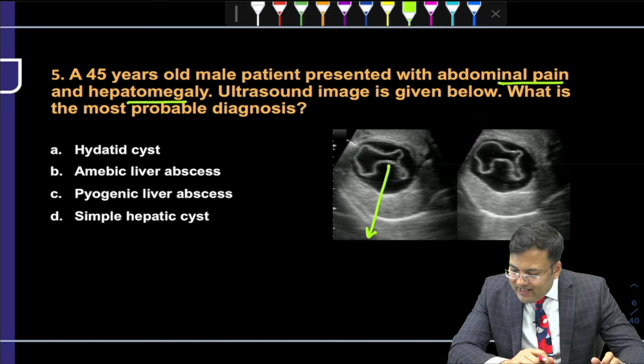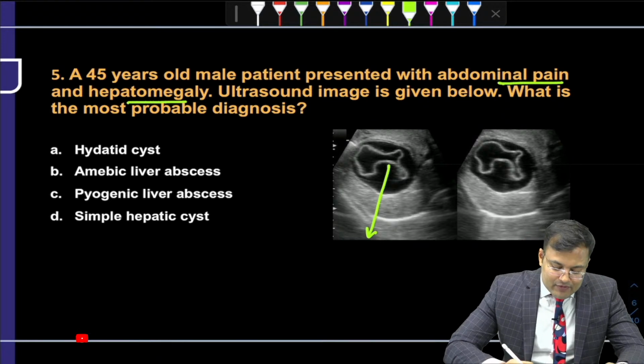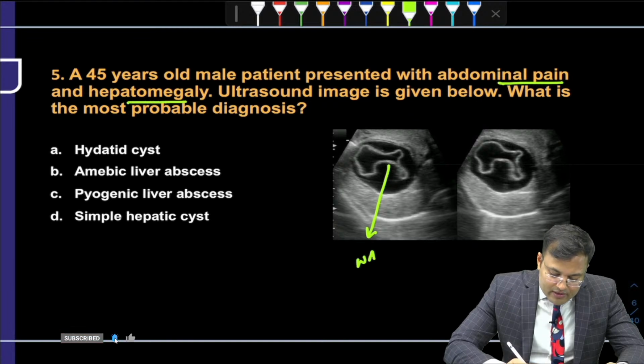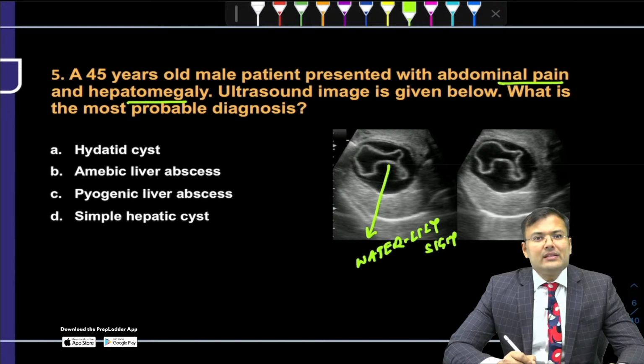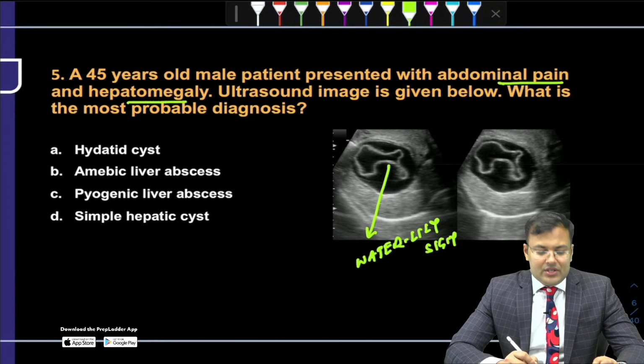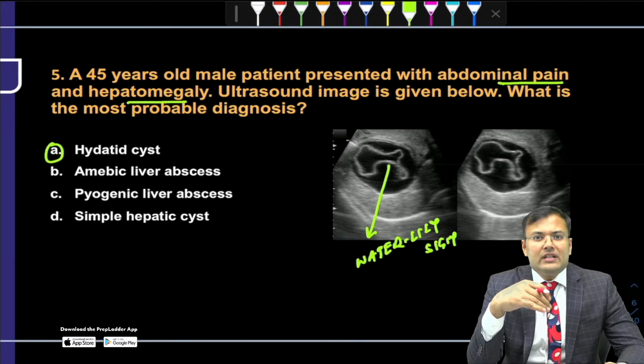It's not drooping lily. Yes, rest of you are correct. It's water lily sign. It's floating membrane sign, undulating membrane sign, or also known as water lily. This is known as water lily sign, and classically it is seen on ultrasound in which particular condition? Hydatid cyst.